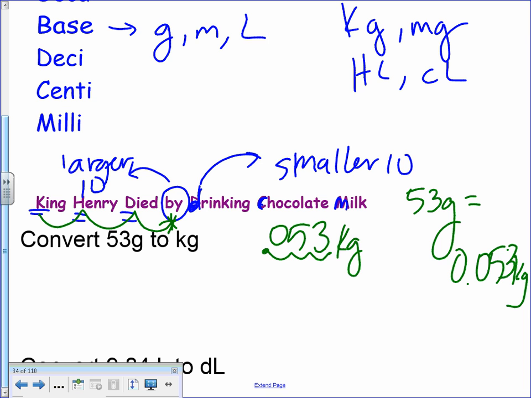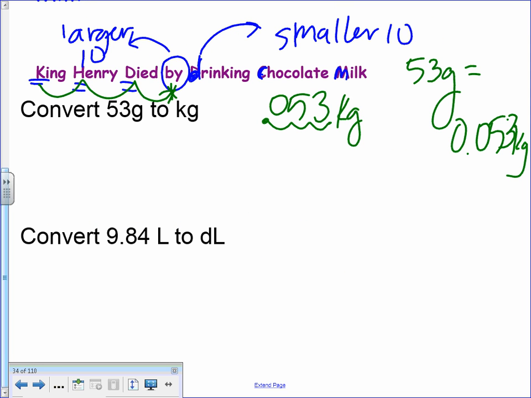So review your work and make sure it's logical, because we try to stick with logic here. If you're taking 9.84 liters to deciliters, where's deci on our number line here? 1 to the right, correct? So you're taking your base unit of liters, which is there, and you're moving your decimal once to the right. So that is 98.4 deciliters.